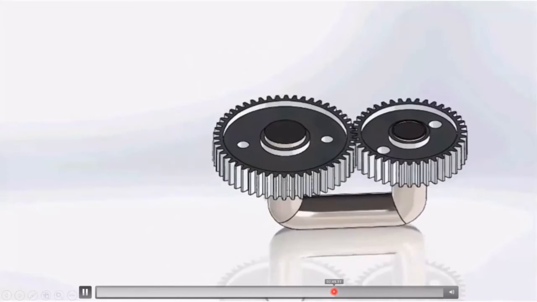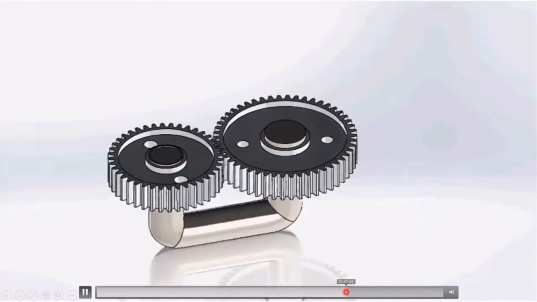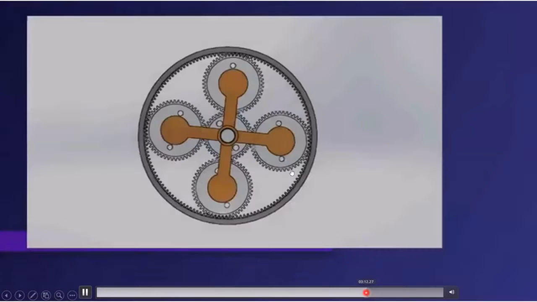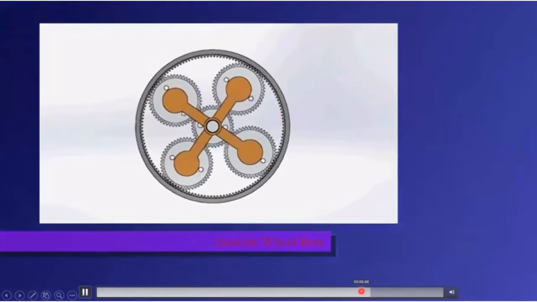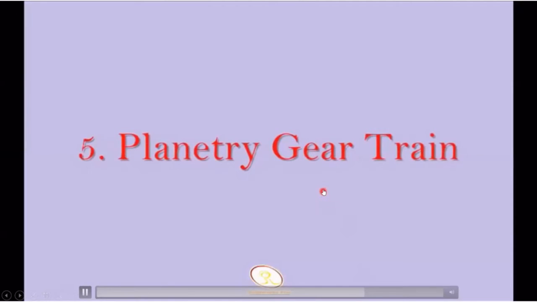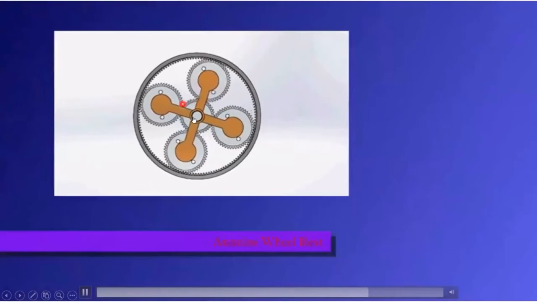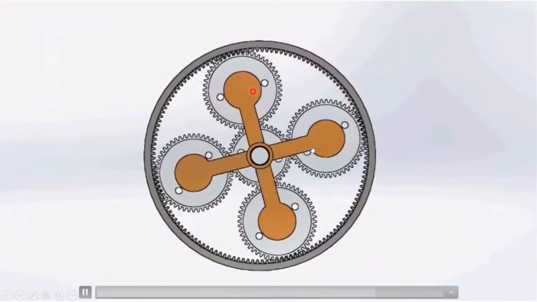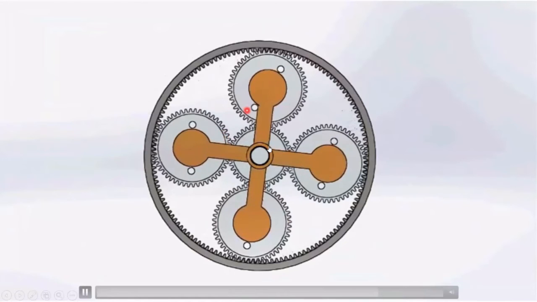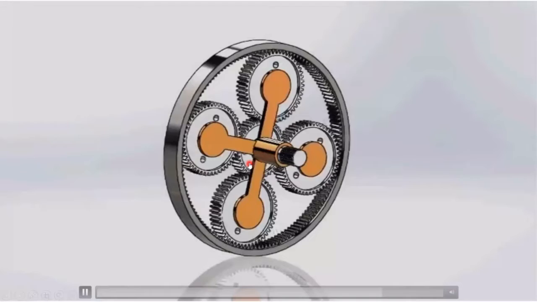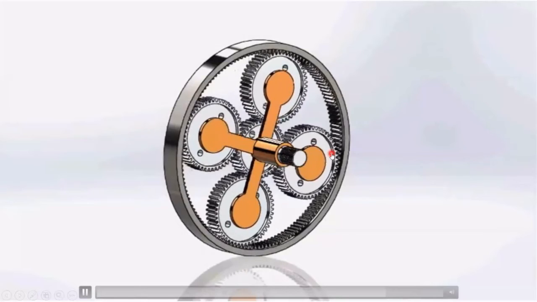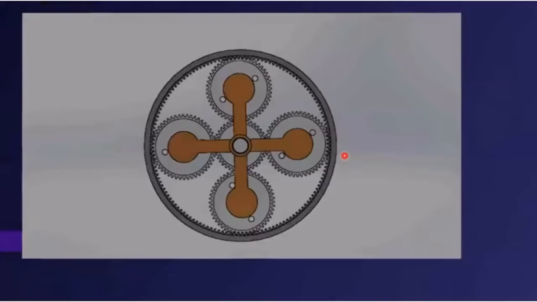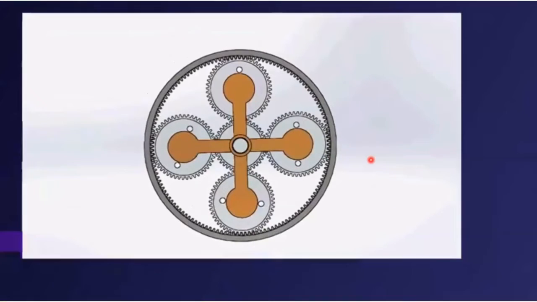We can arrange not only two gears, we can arrange more than two gears in a planetary gear train. See this. Here, this is the center wheel, and we have 4 planet gears. The 4 planet gears are attached to the center gear with the help of the planet arms. This is called a planetary gear train. All these gear trains are used to transmit power from one shaft to another shaft. This is about gear trains.